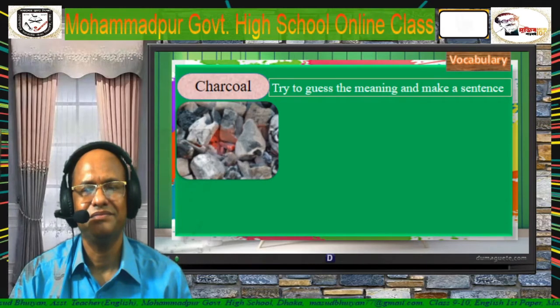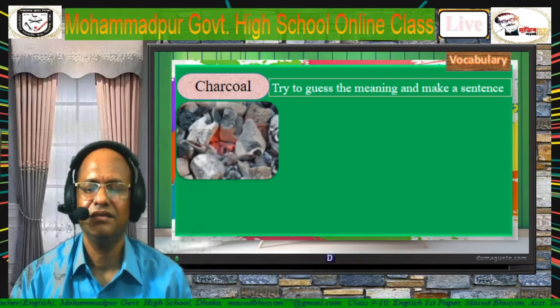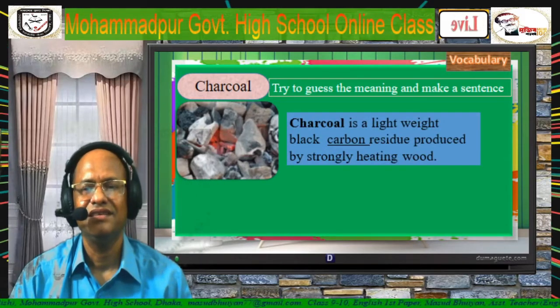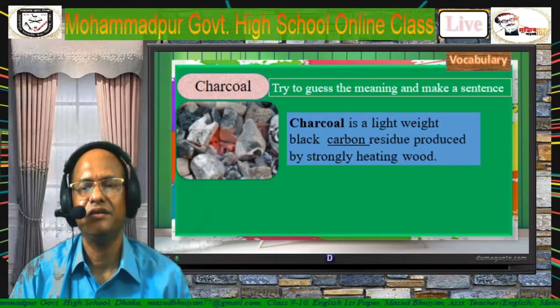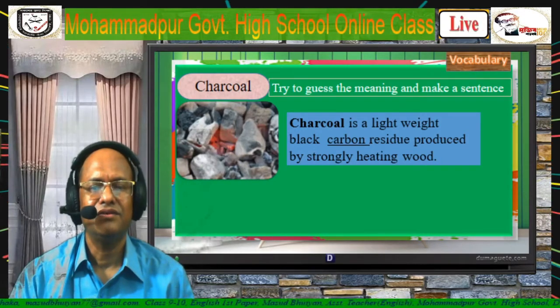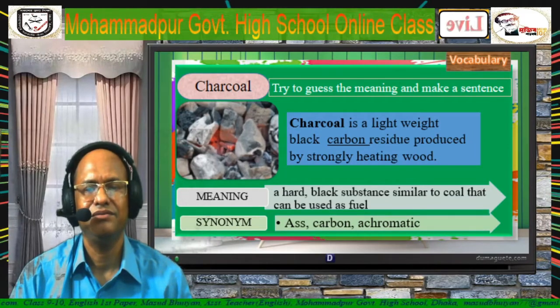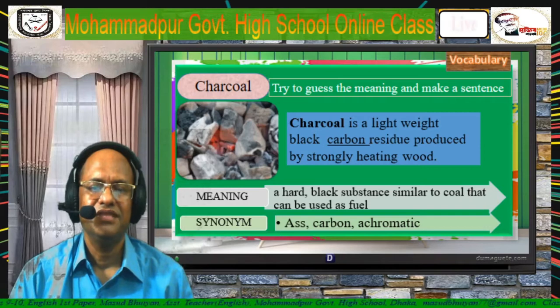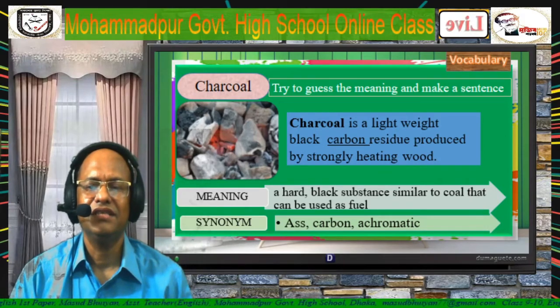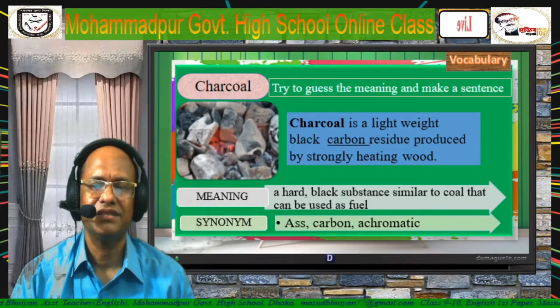Our next keyword is charcoal. Try to guess the meaning. Here we see the picture and a sentence also. Charcoal is a lightweight black carbon residue produced by strongly heating wood. So, charcoal means a hard black substance similar to coal that can be used as a fuel. And the synonyms of this word charcoal are ash, carbon, and achromatic.